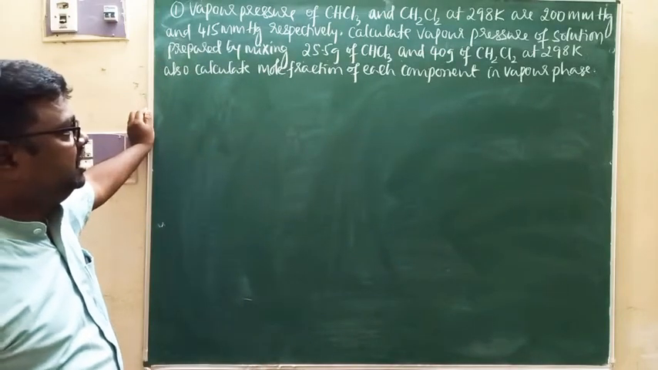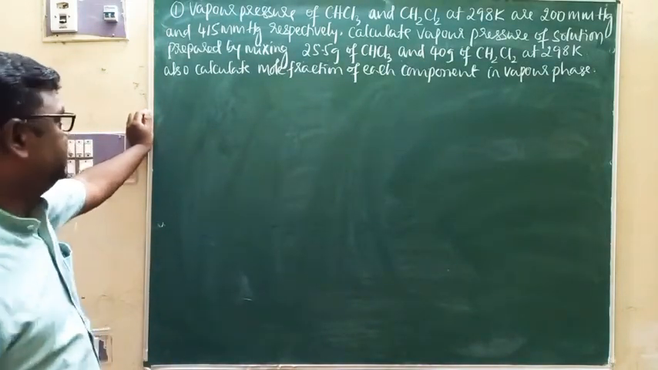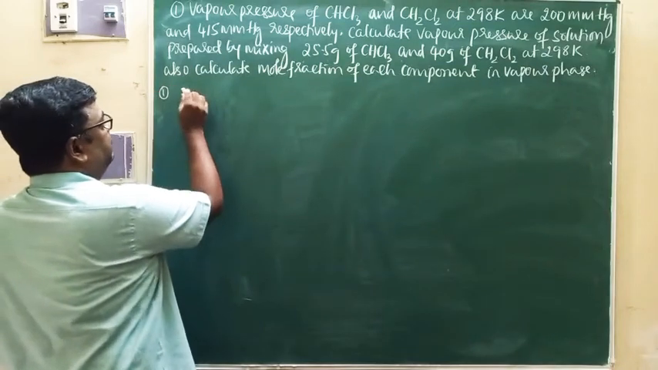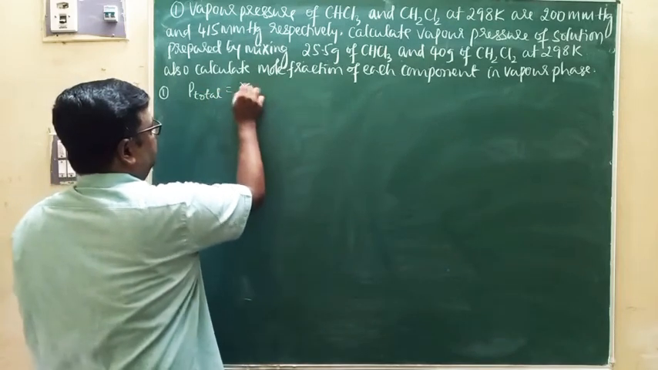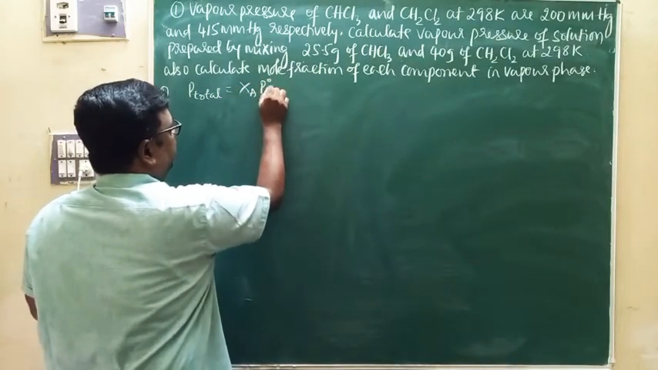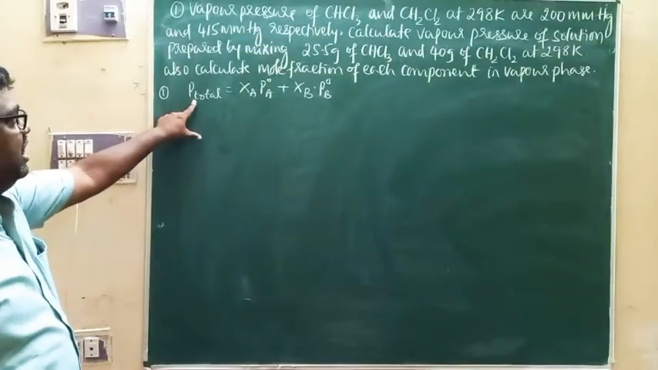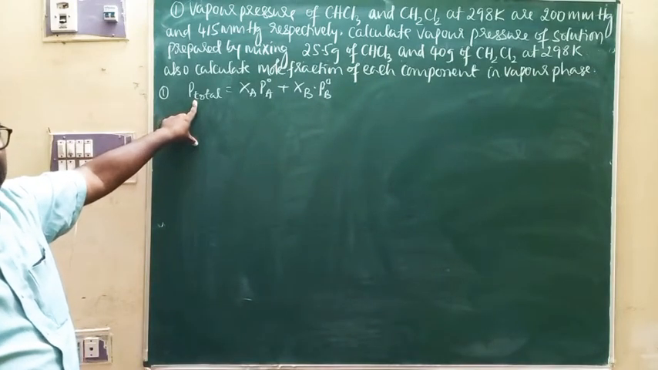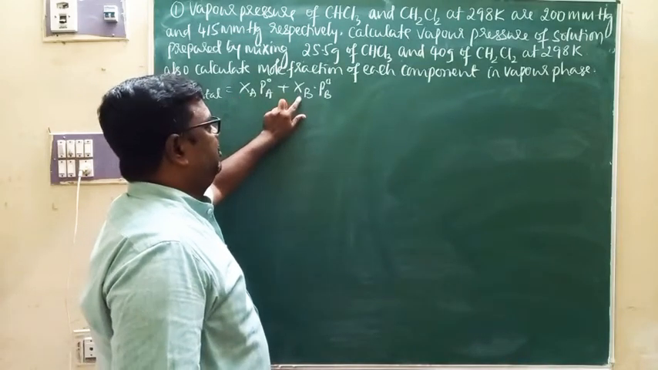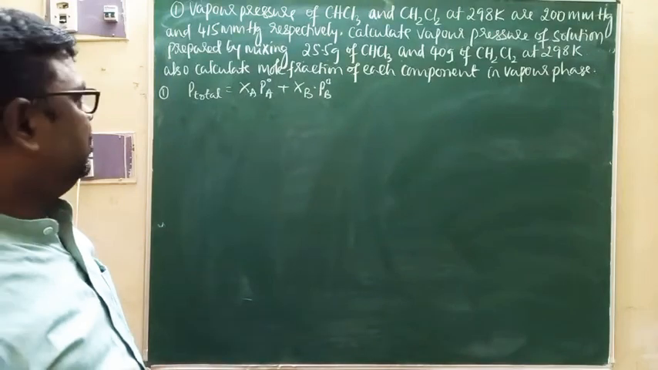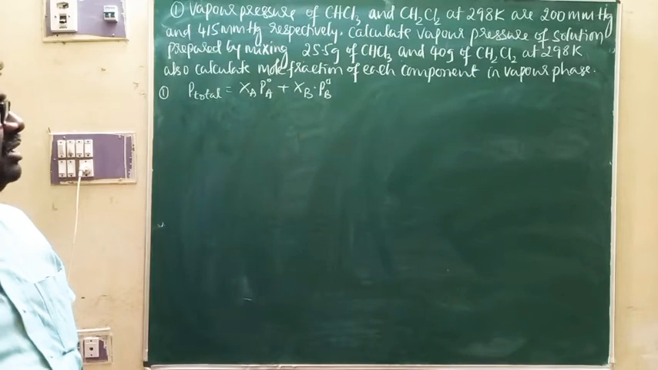One is the vapor pressure of the solution first, and then the mole fraction of each component in vapor phase. We'll see the first one, that is vapor pressure of solution, the total vapor pressure, which is equal to XA into P naught A plus XB into P naught B. You know this. If you want to calculate total vapor pressure of solution, you need to know the mole fraction of component A and the mole fraction of component B. Let me take chloroform as A and dichloromethane as B.